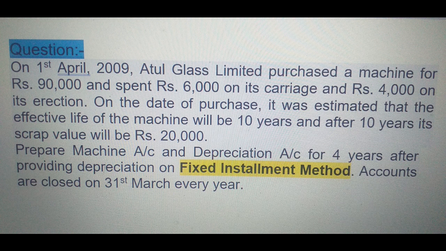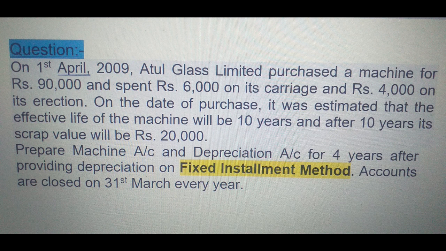On the date of purchase, it was estimated that the effective life of the machine will be 10 years, and after 10 years, its scrap value will be 20,000 rupees. Prepare machine account and depreciation account for 4 years after providing depreciation on fixed installment method. So fixed installment method is another name of the straight line method.